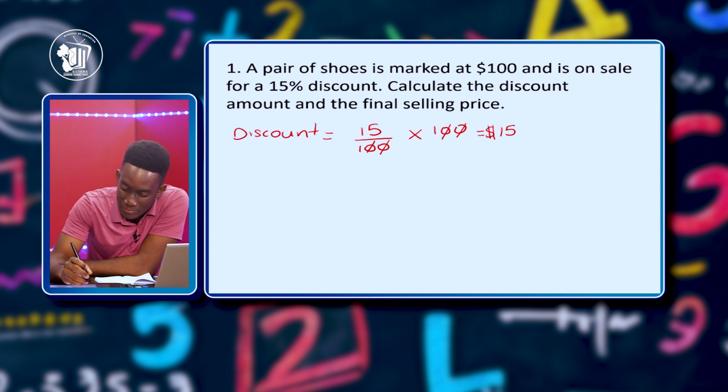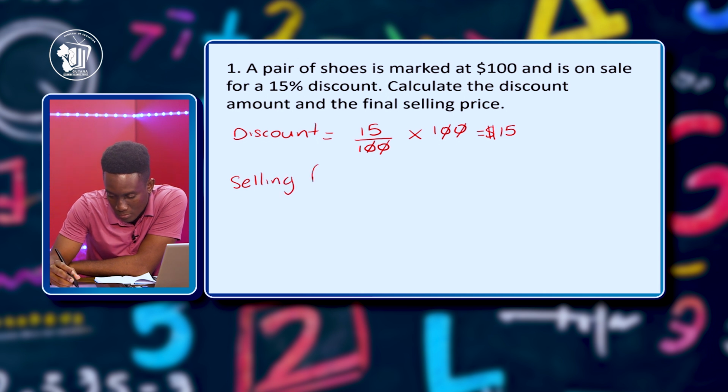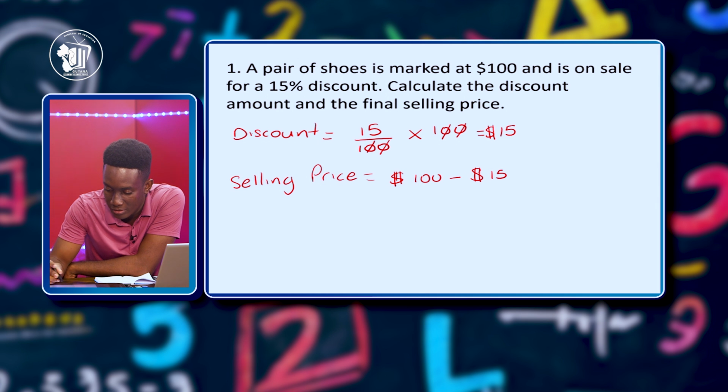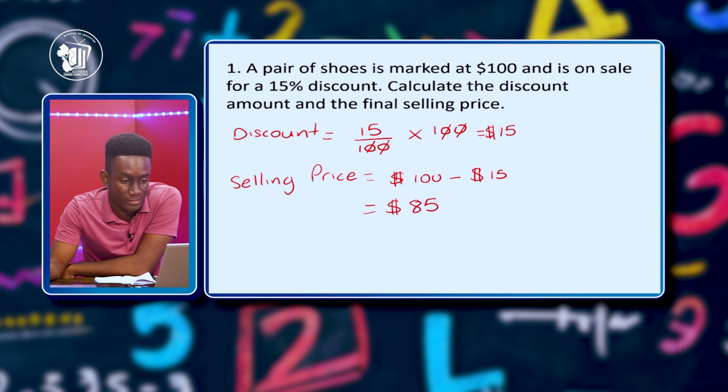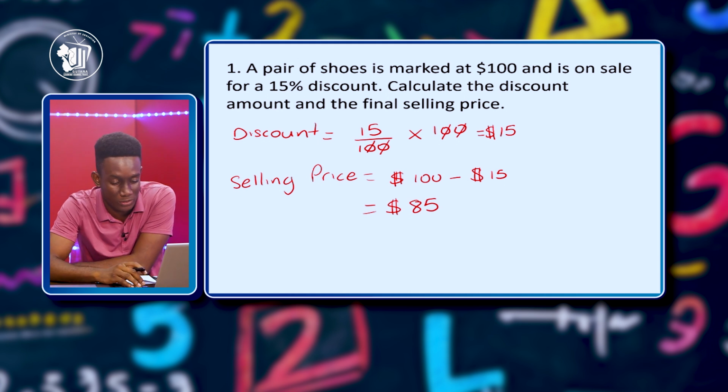So the final selling price would be the $100 for the shoes, the original marked price, subtract the $15. And this would be 100 subtract 15 would give me $85. And that is the final selling price for the pair of shoes.